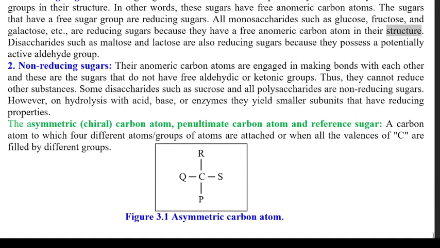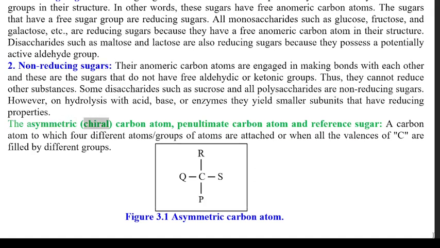in their structure. Disaccharides such as maltose and lactose are also reducing sugars because they possess a potentially active aldehyde group. 2. Non-reducing sugars. Their anomeric carbon atoms are engaged in making bonds with each other, and these are the sugars that do not have free aldehydic or ketonic groups. Thus, they cannot reduce other substances. Some disaccharides such as sucrose and all polysaccharides are non-reducing sugars. However, on hydrolysis with acid, base, or enzymes they yield smaller subunits that have reducing properties.